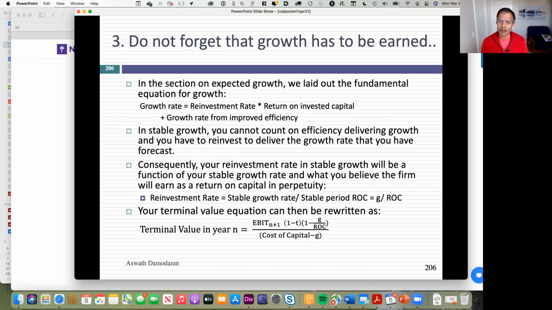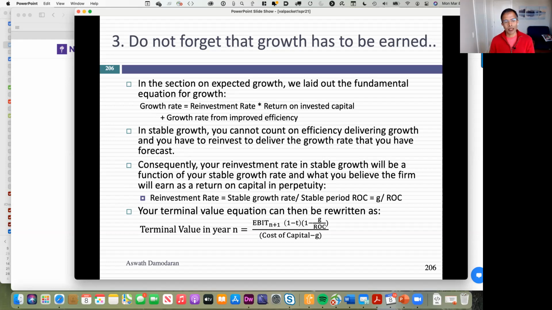Does your company have to reinvest to deliver that 2%? Absolutely. How much does it have to reinvest? I can make this very specific. Remember, when you tell me your company is a mature company, it's hit steady state. Your margins are settled in, your return on capital is stable. You're saying, so what? Remember, when you've hit steady state, your growth is that fundamental growth equation, reinvestment rate times return on capital. So let's see how this will help you.